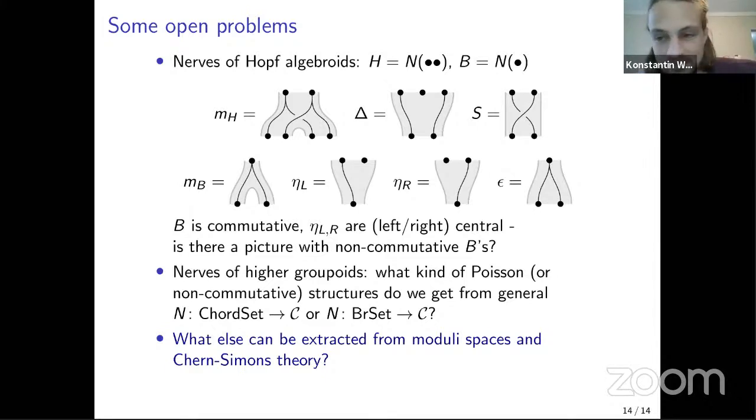Thank you. Question from Pavol. Yeah, I just want to ask, maybe you could repeat how exactly the two stories are related, the one in the second half and the one in the first half. So in the first half, you had this description of Poisson Hopf algebras and Hopf algebras via these functors, and both of them were Hopf algebras in vector spaces.